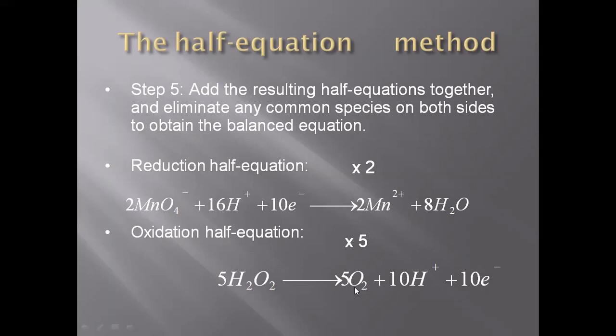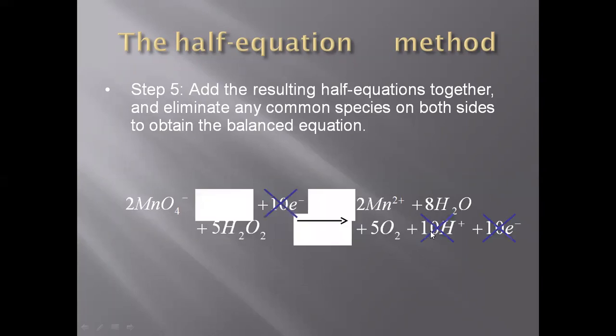Just find out what is common between both the equations, and the next step is to eliminate the common species. So the common species will be H positive ions and electrons. For that we need to add both the final equations and eliminate or delete the common electron species.